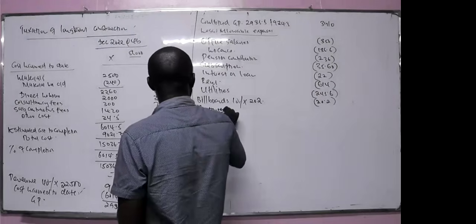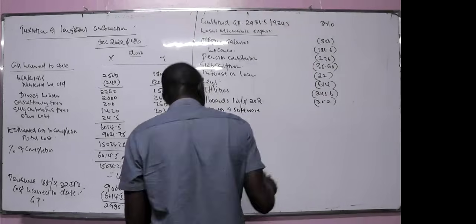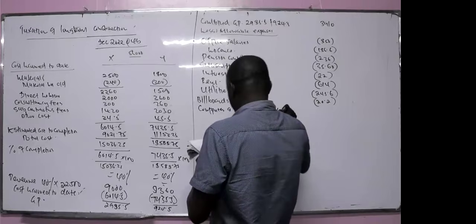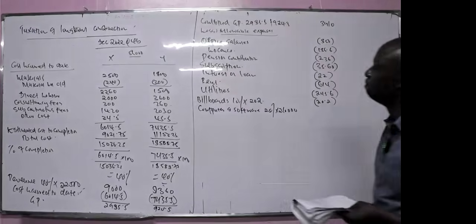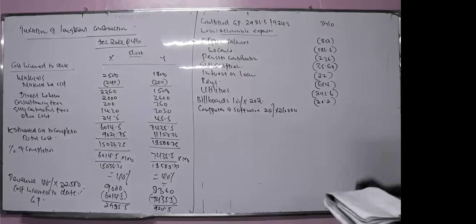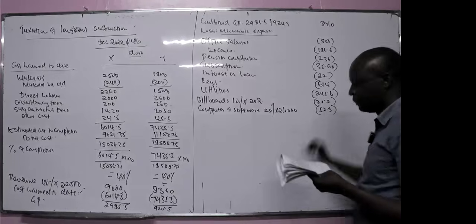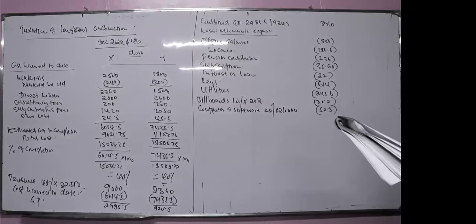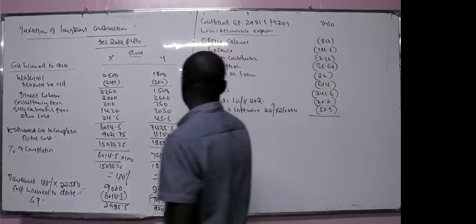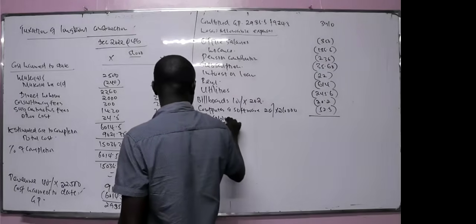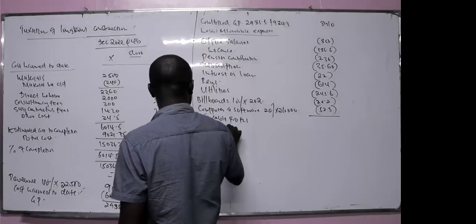Computer, 25% of 210,000. 52.5. Another one. So we get the taxable profit here. Taxable profit. Then we add other incomes.